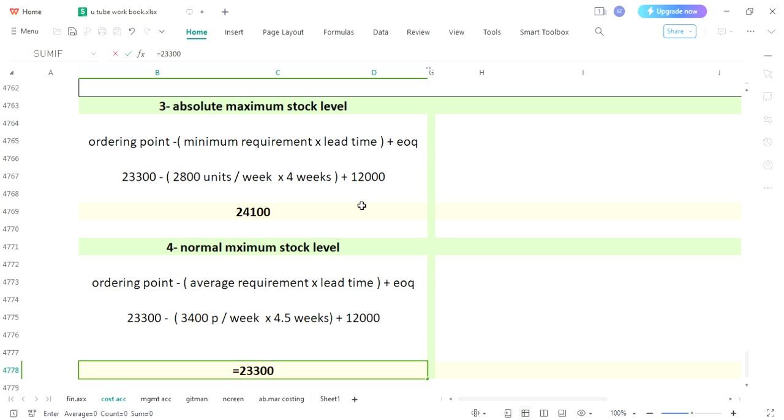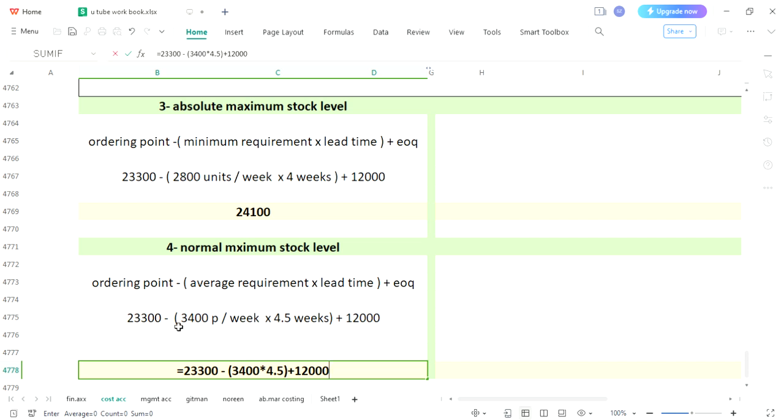Statement is completed. Now let's put it on our calculator. 23300 sign minus, then you will start your bracket 3400 multiply by 4.5 bracket close, then add 12,000. Okay, one thing I would like to share, it's very easy for me. I can copy it from here and paste over here. So it is a matter of just a second to calculate. Why am I typing again and again?